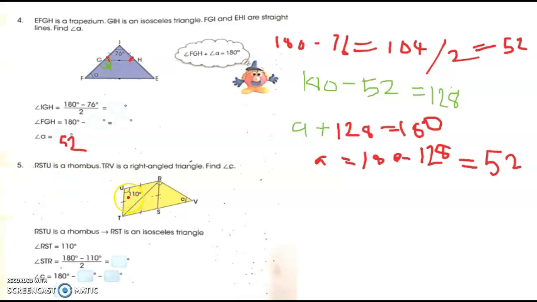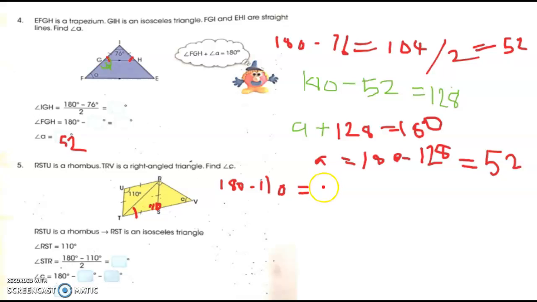Now for example, this one also is a rhombus, and then this is a right angle triangle. Find C. So if it is a right angle triangle, we have to find out this one first. Since this is a rhombus, this is 110. Opposite angles are equal. If it is 110, we can find out these two angles because this is an isosceles triangle, right? So that means 180 minus 110.